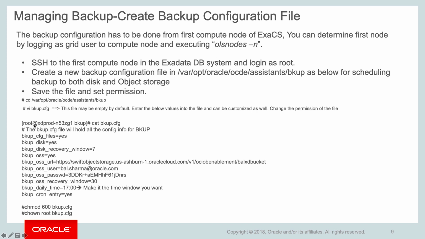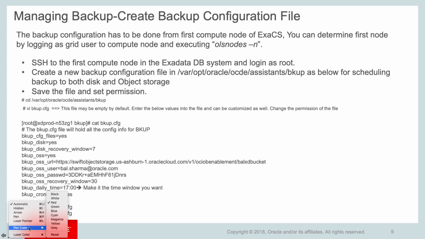I have logged in as root on my system. This is my first compute node, and the content of backup.cfg is backup_configuration_files equals yes, backup_disk is yes, backup_disk_recovery_window, backup_oss. For details on what exactly these parameters mean, like backup_daily_time or backup_oss_recovery_window, they are mostly self-explanatory, but we are talking about both kinds of backup. So it's a disk backup as well as backup_oss, which is nothing but the object storage backup.